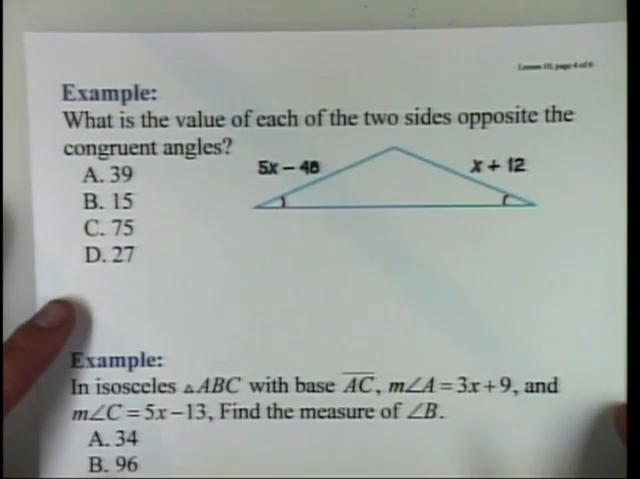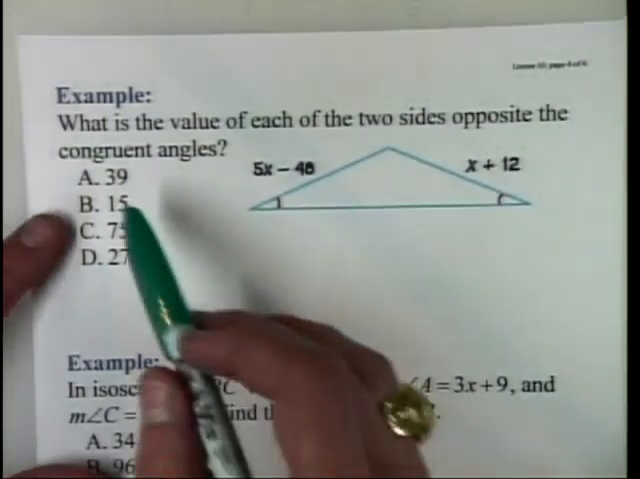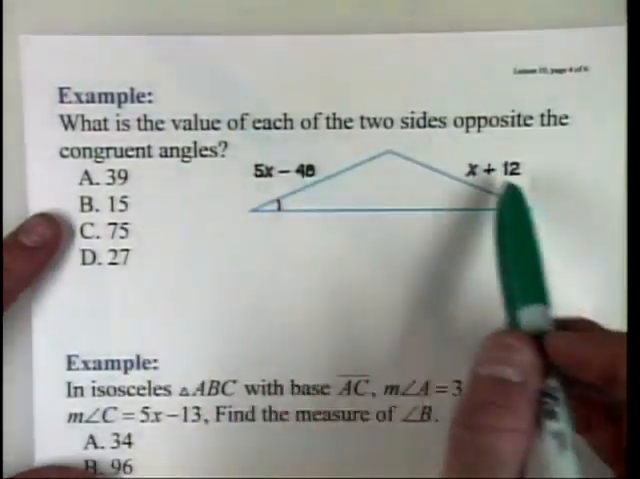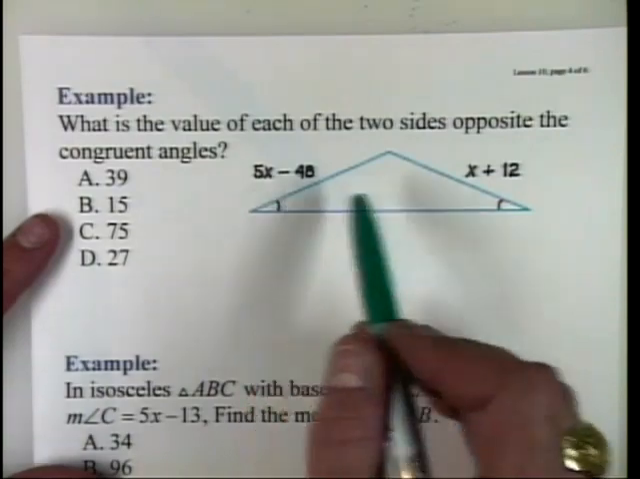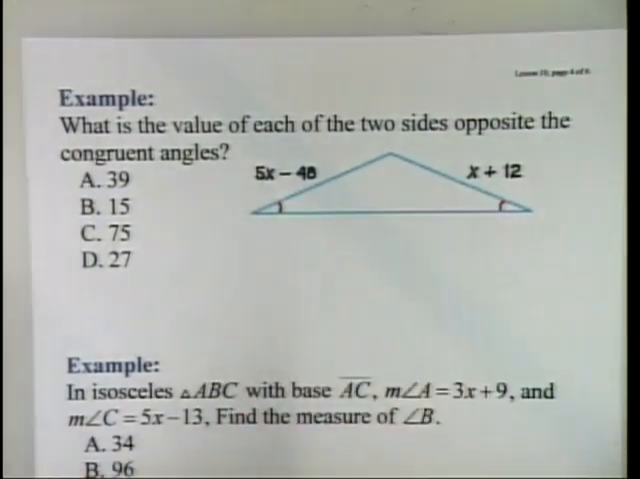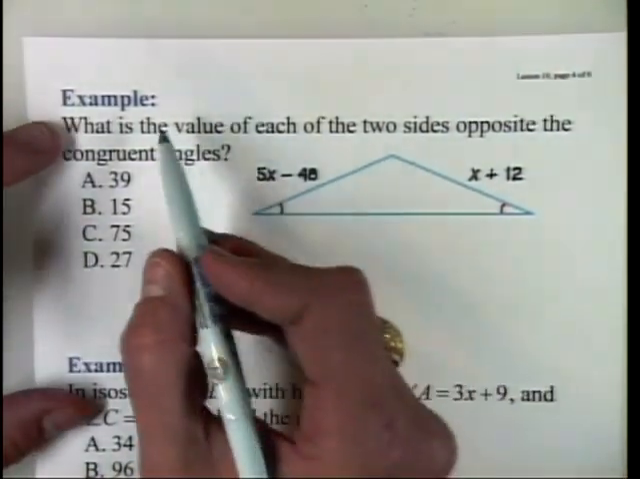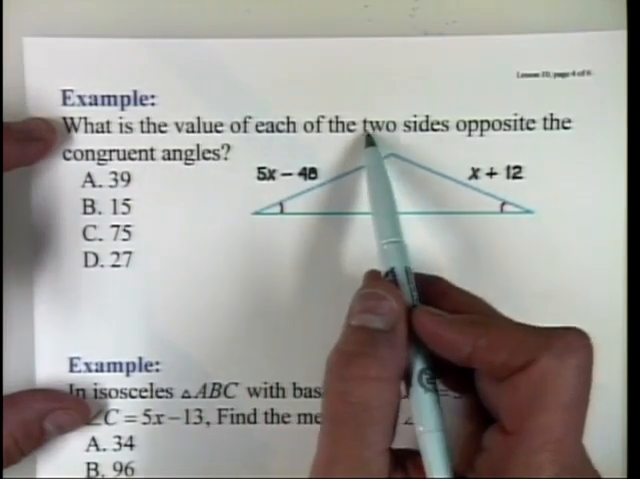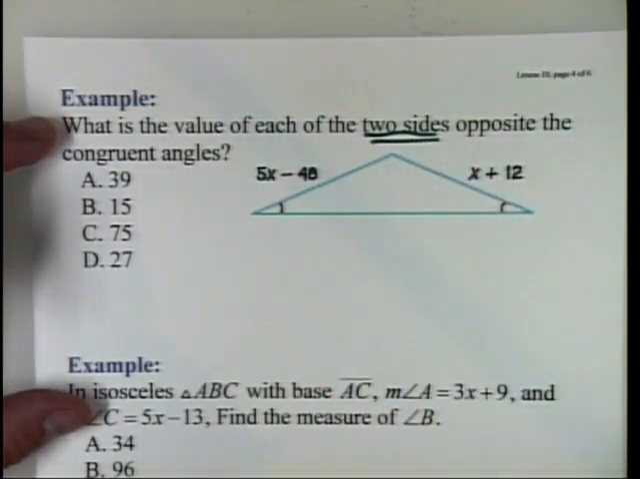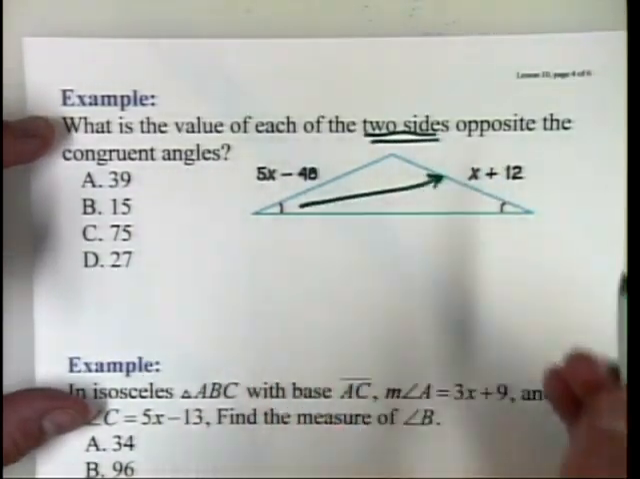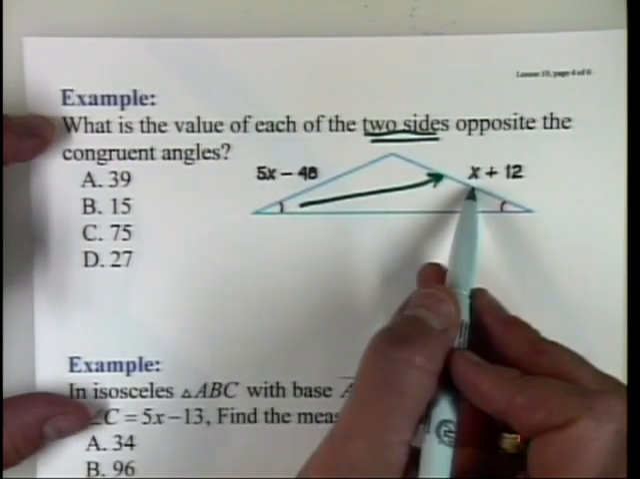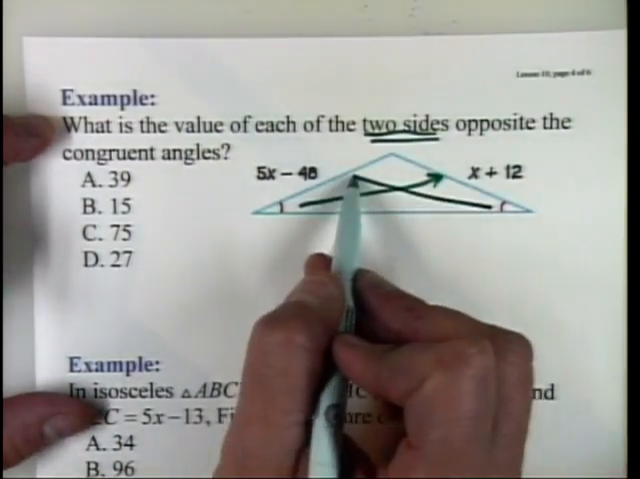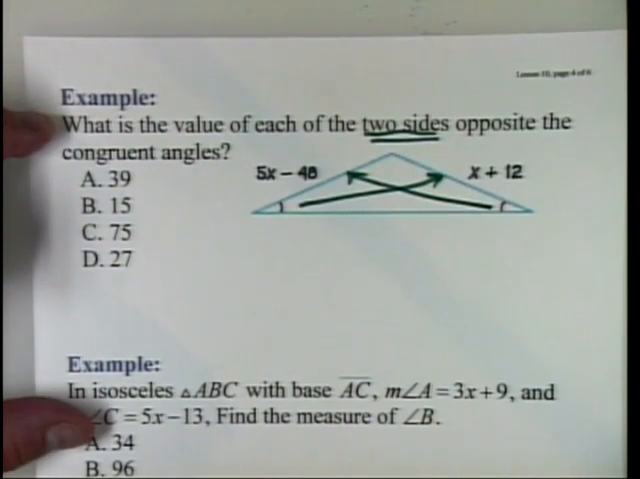All right, one more example, and I think it's time for a break. There's a lot of examples today. Here's another triangle. This one is not labeled on the vertices, but we can see that these two angles are actually congruent because they have the same arc. Well, we want to find the value of each of the two sides opposite the congruent angles. So I know by the converse of the isosceles triangle theorem that this side opposite that angle and this side opposite that angle are congruent.